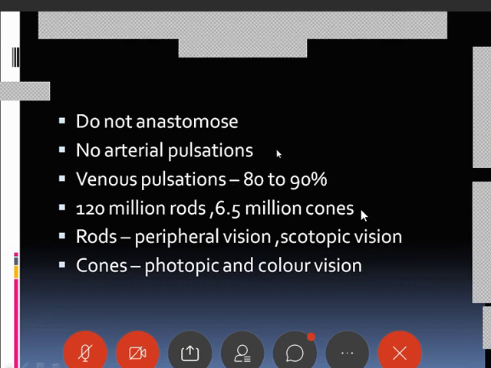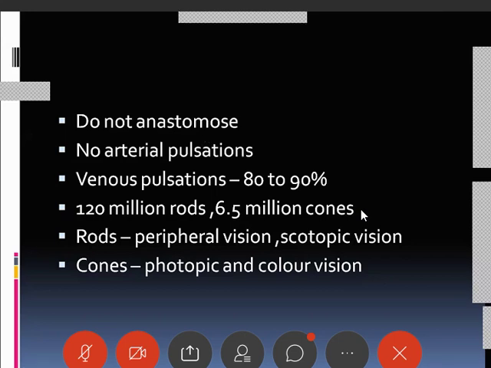So out of these 10 layers, the outer 4 retinal layers are supplied by the choroidal vasculature, that is the choriocapillaries, whereas the inner 6 layers are supplied by the central retinal artery. And then there are altogether 120 million rods and 6.5 million cones.